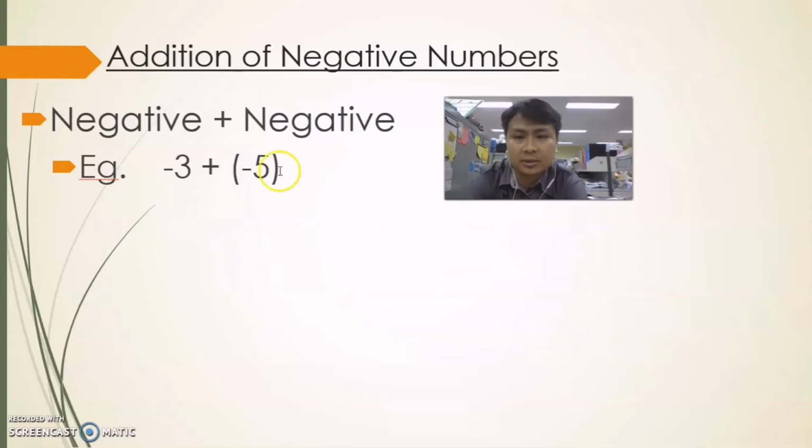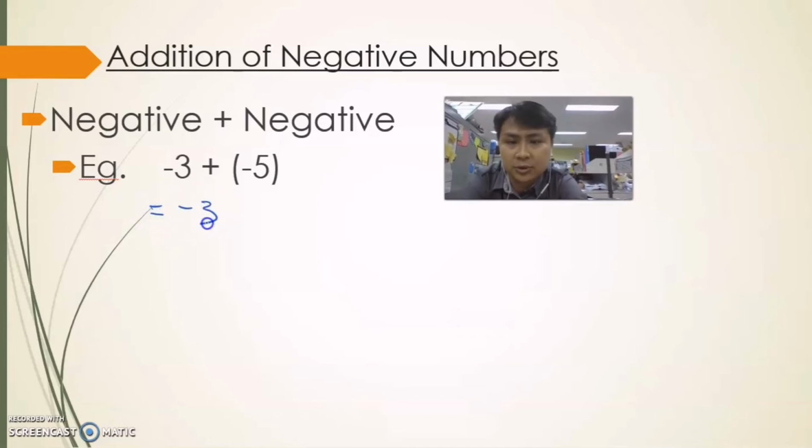Alright, next we look at the last scenario where we are adding a negative number with a negative number. So now there's a pair of brackets in between them, right? So we need to remove the brackets first. Positive times negative will give you negative, so we'll change it to minus 5 first. So this will be negative 3, positive times negative is negative, so we have minus 5.